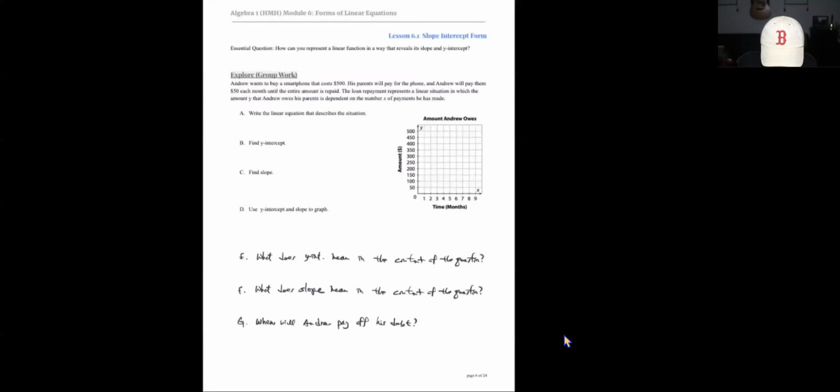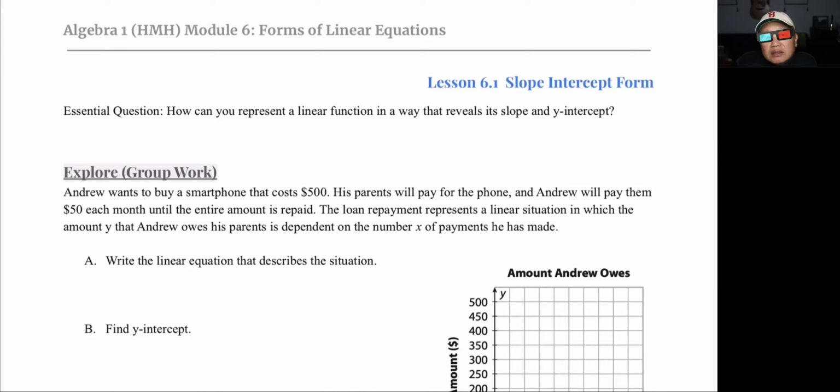Okay, Andrew wants to buy a phone that costs $500, right? And then his parents will pay for the phone, so it means that they bought it. But now what that means is that Andrew owes the parents the $500, and he's going to make certain payments, $50 each month. Got it. Okay. So this is asking you to write a linear equation that describes such a situation.